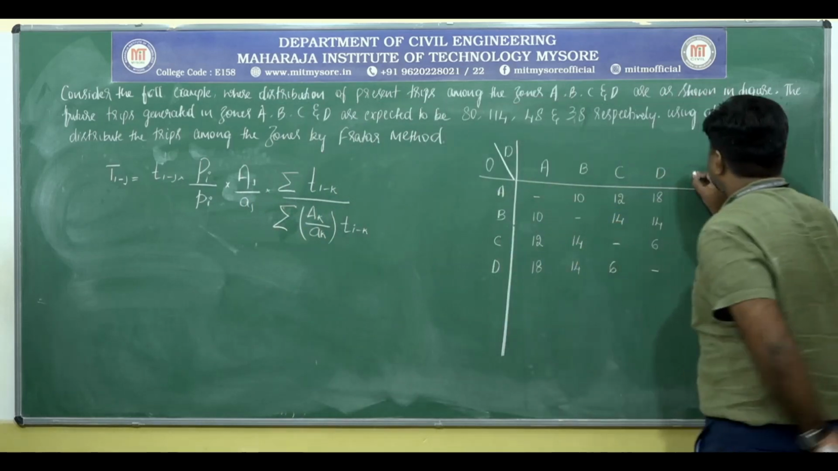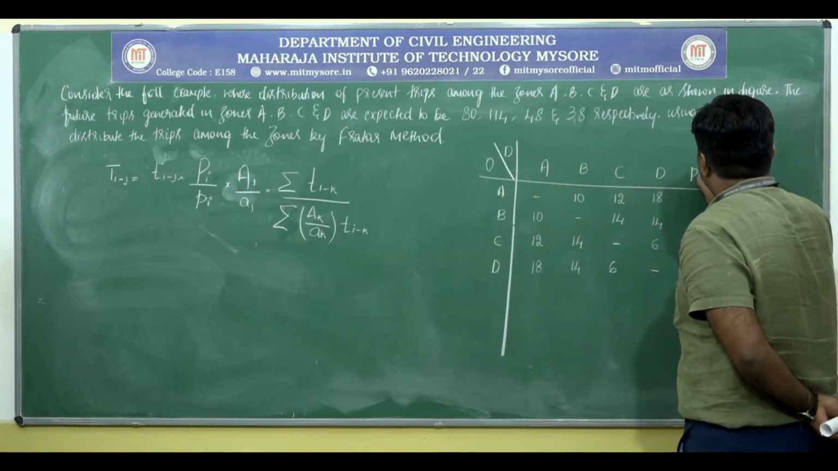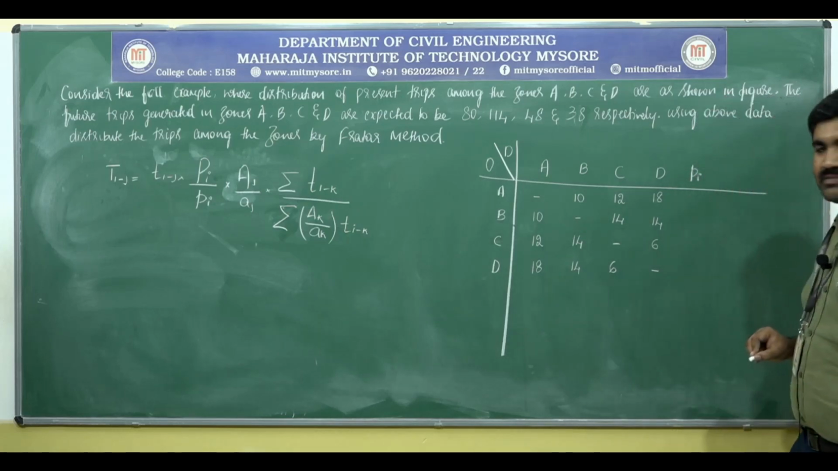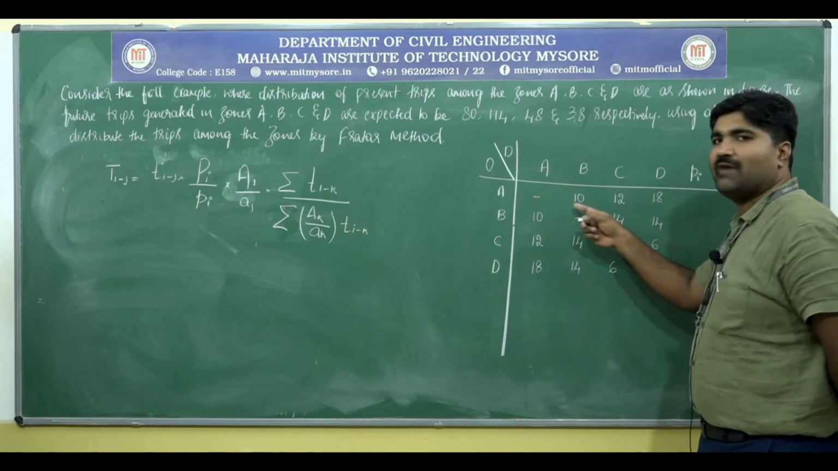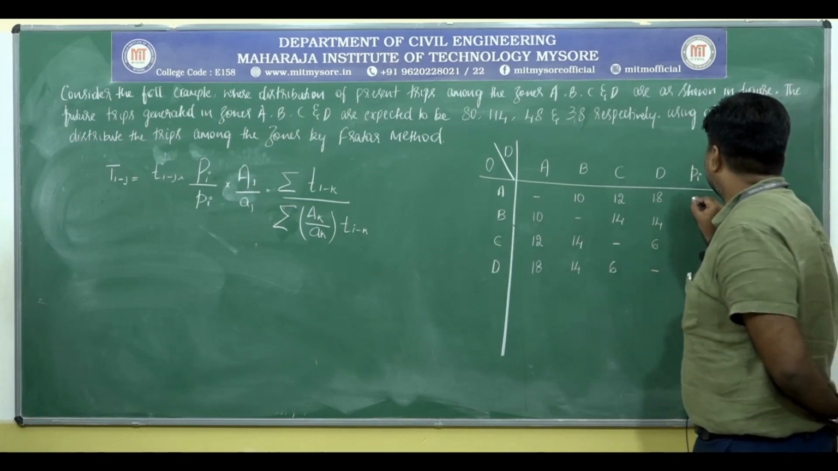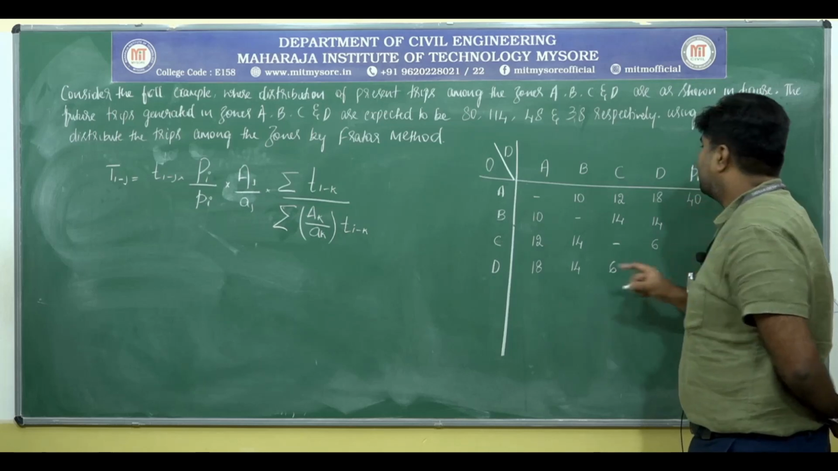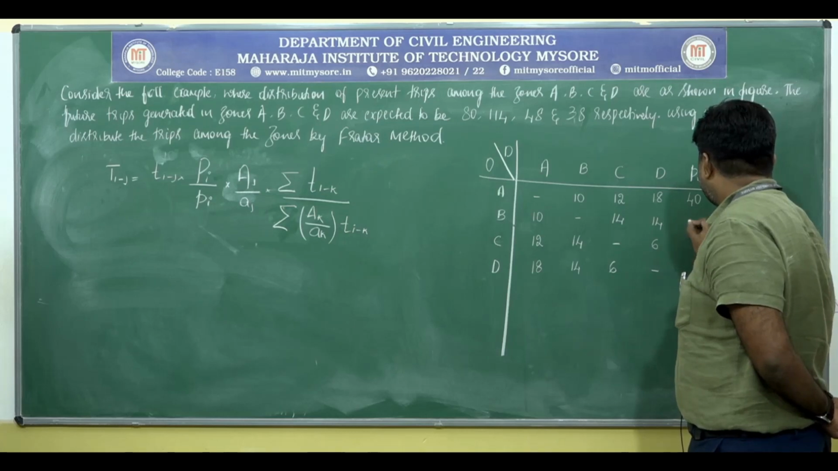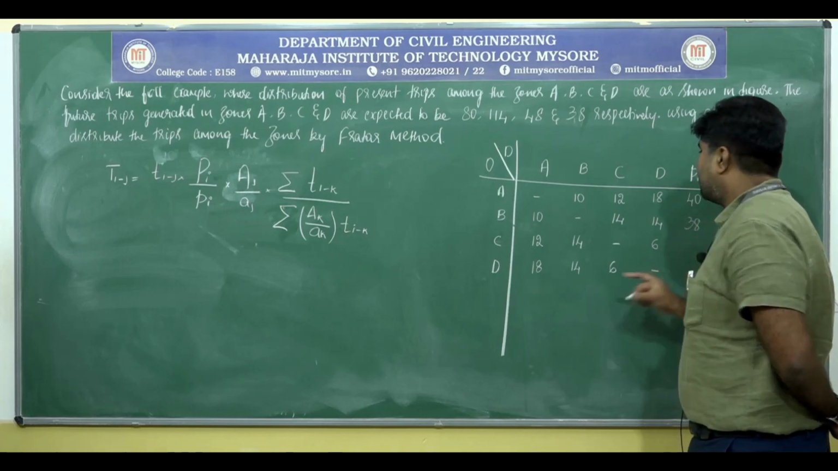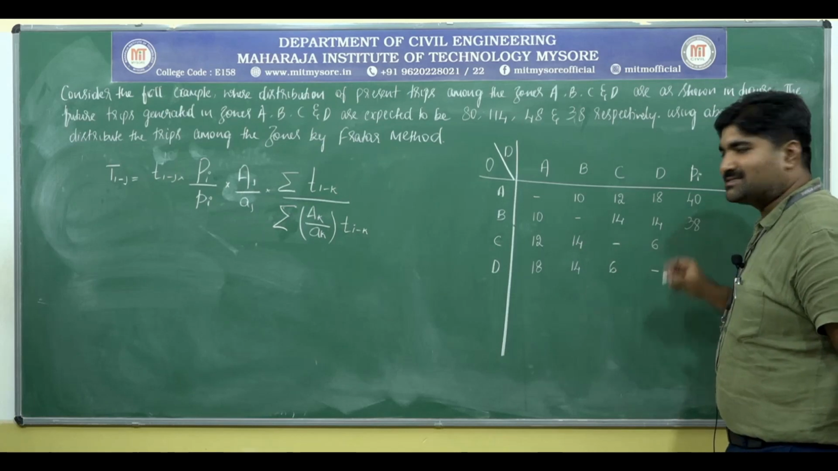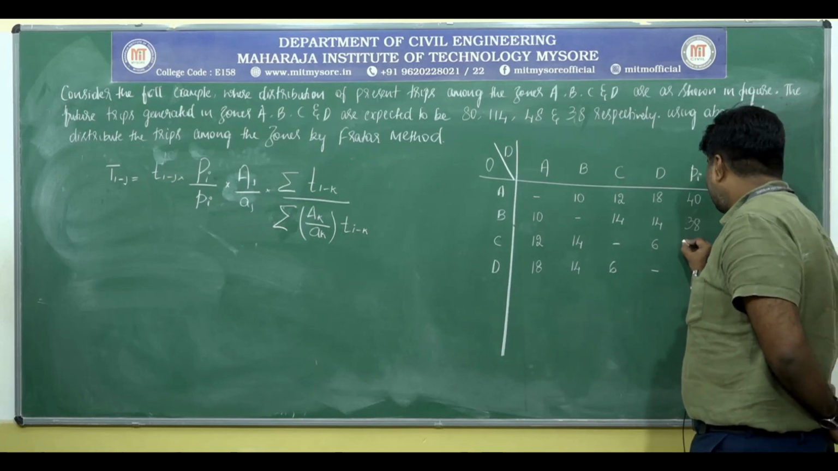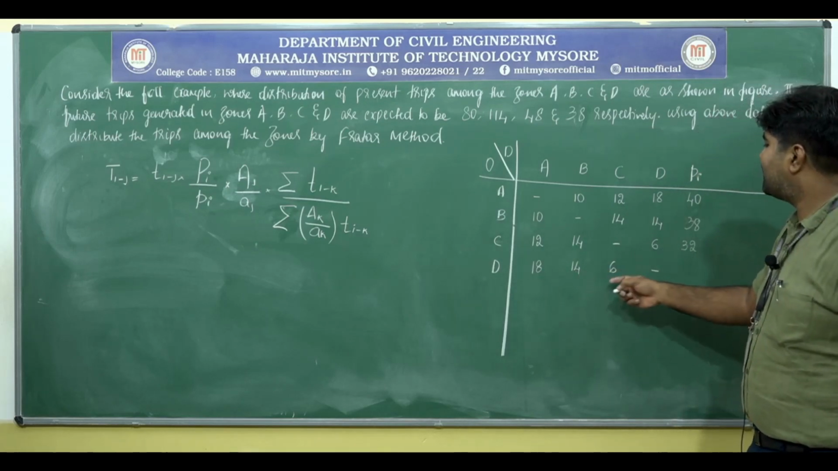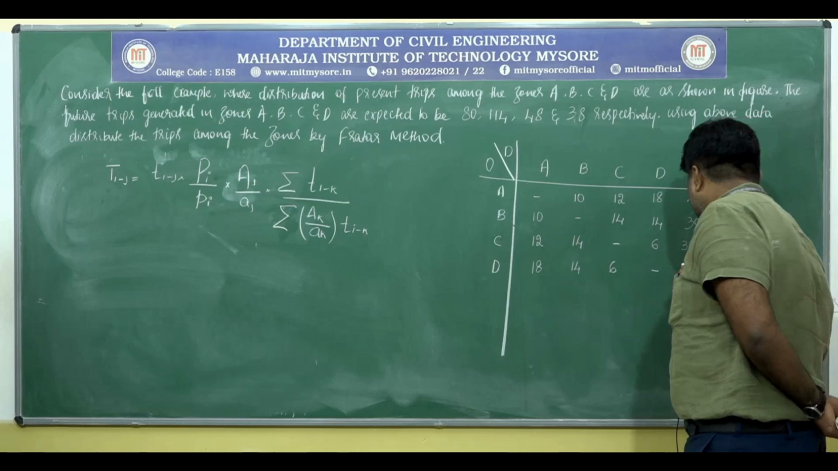Small pi, that is the total number of present trips. By adding this row we will get that value: 10 plus 12 plus 18 we will get 40. Next, 10 plus 14 plus 14 we will get 38. Next, 12 plus 14 plus 6 we will get 32. Lastly, 18 plus 14 plus 6, that is 38.